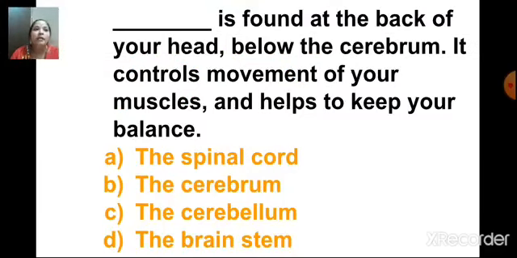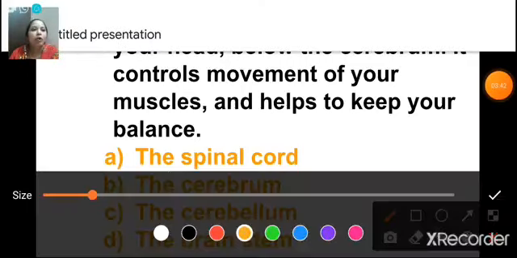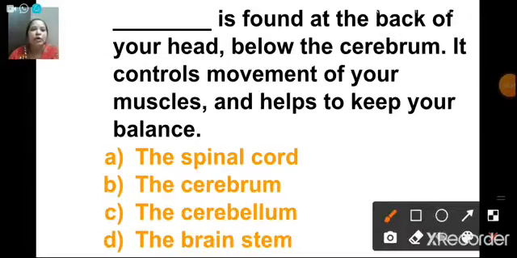Dash is found at the back of your head below the cerebrum. It controls movement of your muscles and helps to keep your balance. Now can you tell me which part of the brain controls movement of your muscles and helps to keep your balance? So what is the correct answer children? The options are the spinal cord, the cerebrum, the cerebellum and the brainstem. So the correct answer is C, the cerebellum.